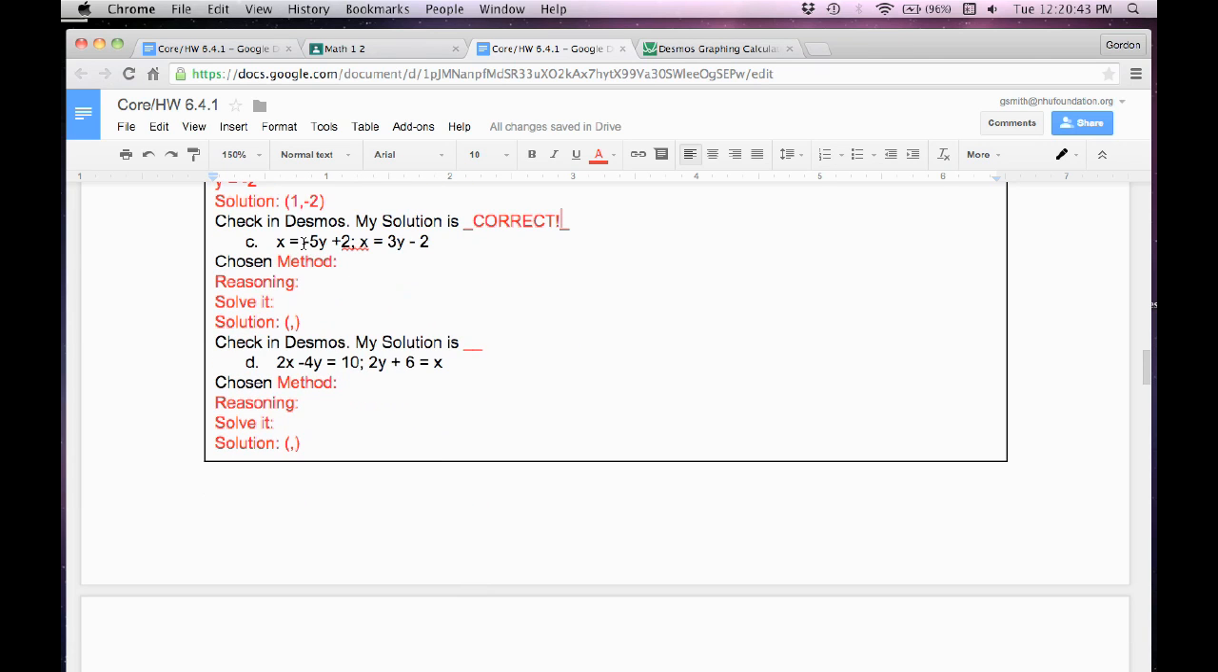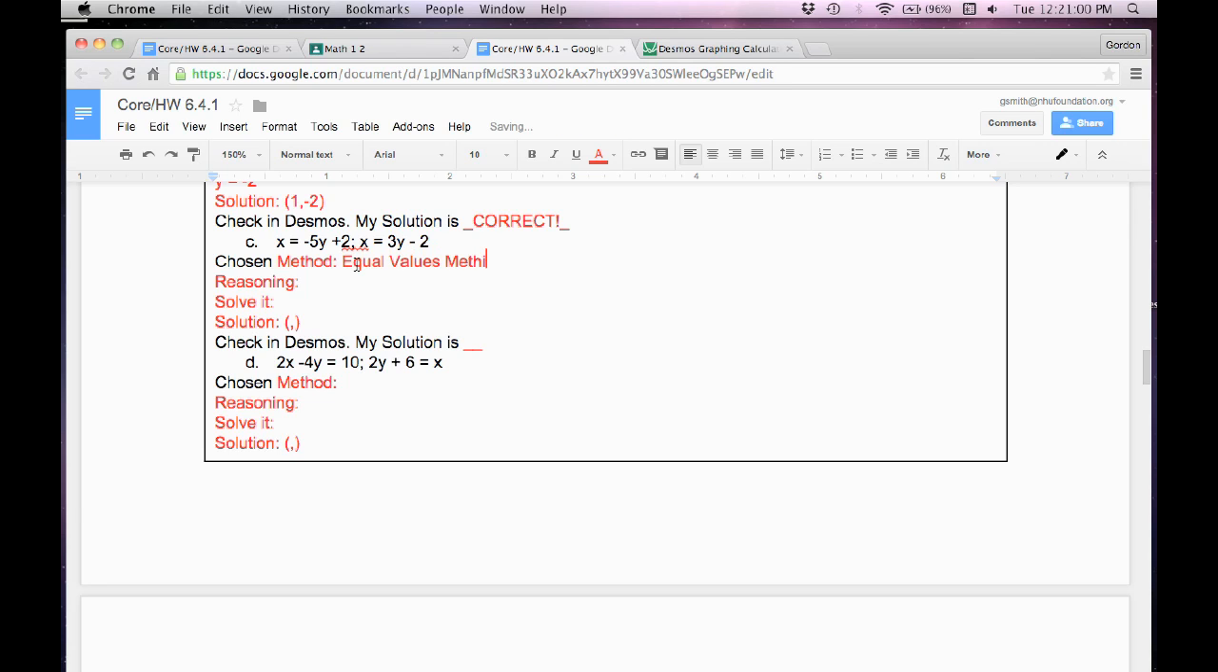Okay, C, x equals negative 5y plus 2. That looks like slope intercept. And then we have x equals 3y minus 2. Okay, so even though it's x instead of y being alone, we know that this isn't equal values because you have the same variable.